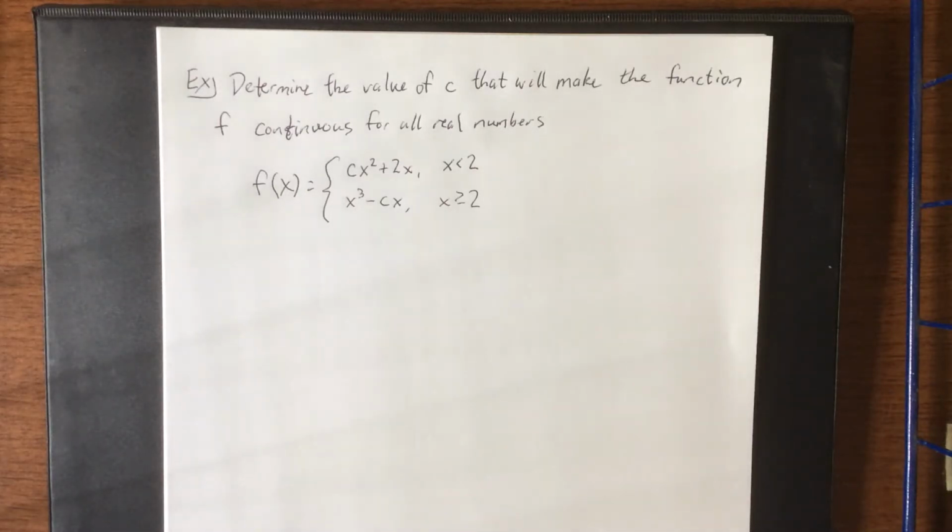In this example, once more, we're going to be making use of the definition of continuity to determine the following. We're going to determine the value of c that will make the function f continuous for all real numbers in its domain. The function is f of x is equal to cx squared plus 2x for all x less than 2, and x cubed minus cx for all x being greater than or equal to 2.